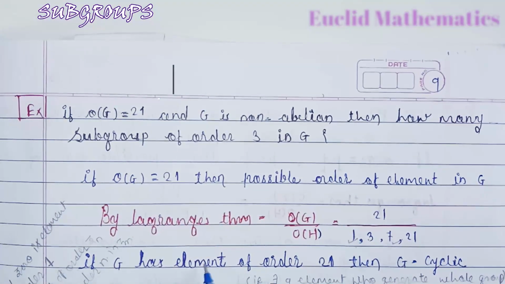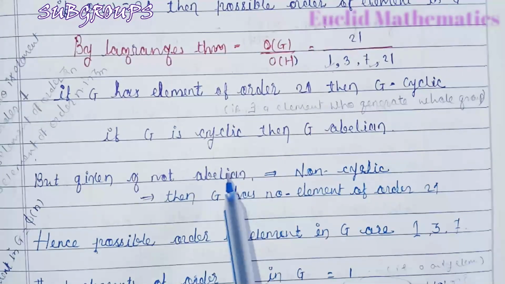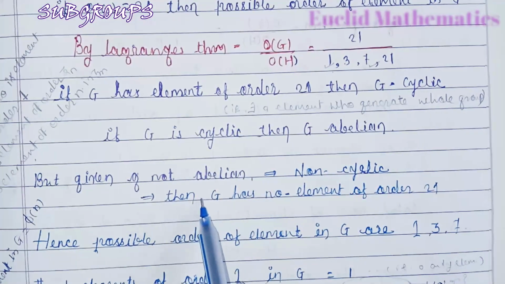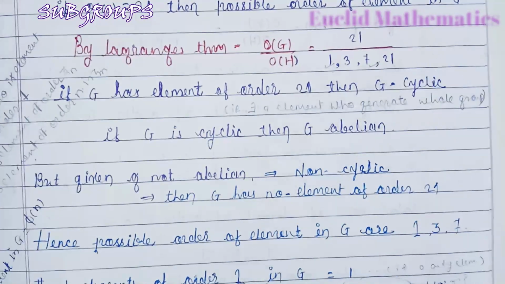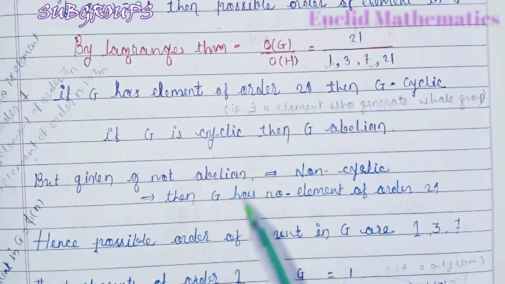That means if G had an element of order 21, then G would be cyclic. But if G is cyclic, then G is abelian, and we have been given that G is non-abelian. So G is non-cyclic, which means G has no element of order 21. If G has no element of order 21, then G has no subgroup of order 21. If the group does not contain that specific element, then it does not contain the corresponding subgroup. So let's go to the next step. We have to check the subgroups of order 1, 3 and 7. Hence the possible orders of elements in G are 1, 3, 7.